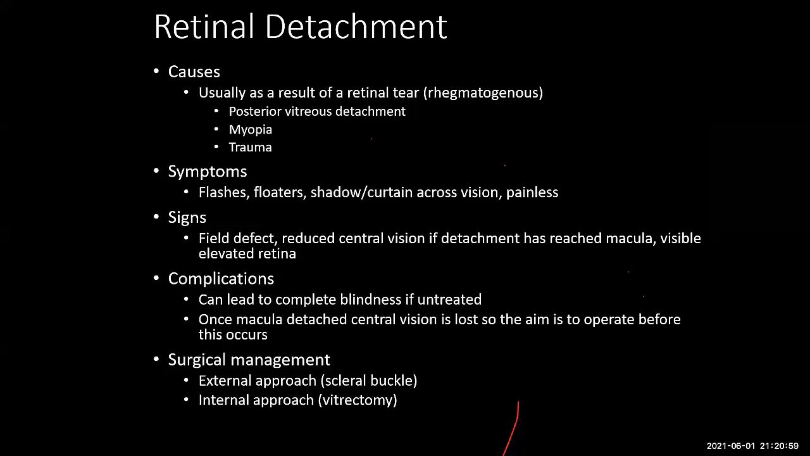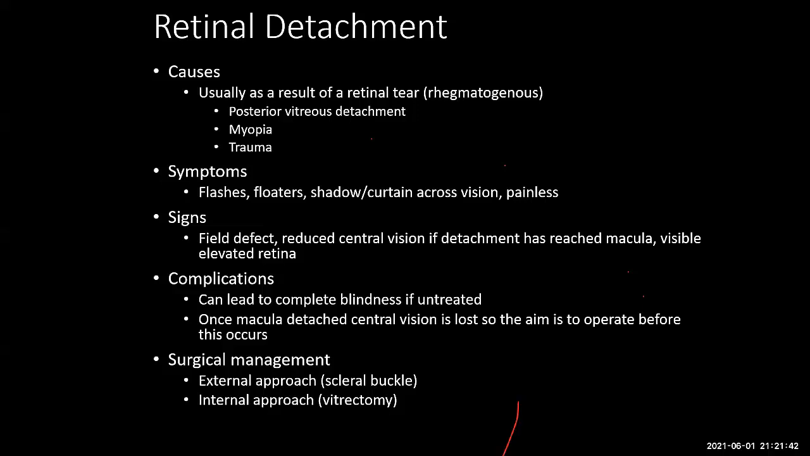Now, retinal detachment. This happens usually as a result of retinal tear. Now, that is retinal detachment secondary to a tear. This is called rhegmatogenous retinal detachment. Now, there are some important predisposing factors like posterior vitreous detachment, myopia, like myself, people who are short-sighted, wearing minus glasses, and then sometimes trauma causing retinal tear, and then retinal detachment.